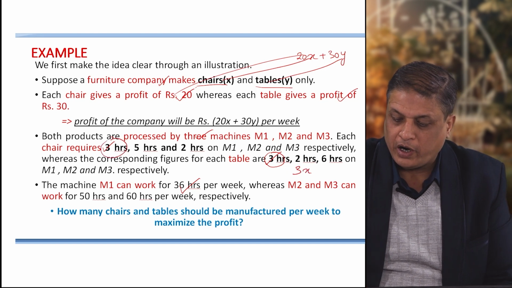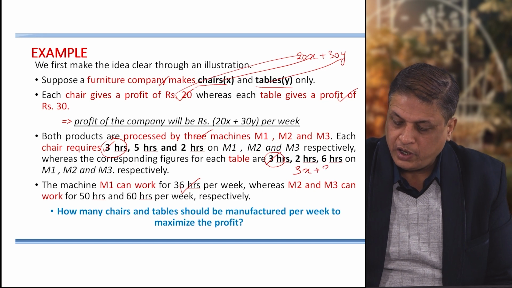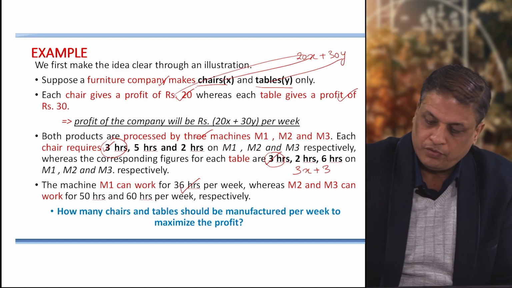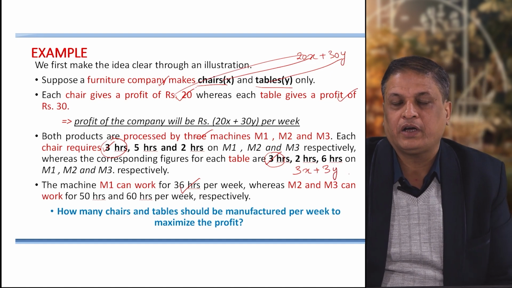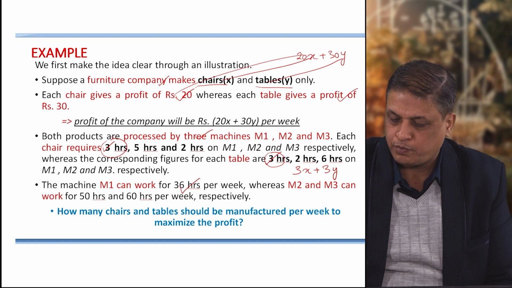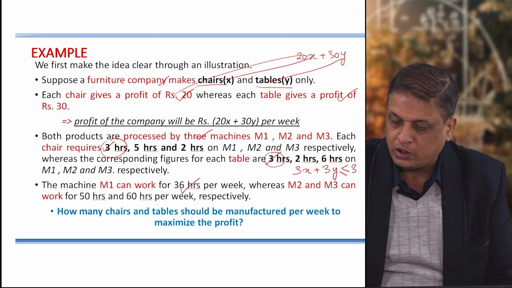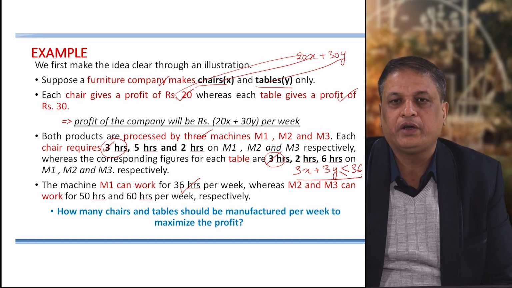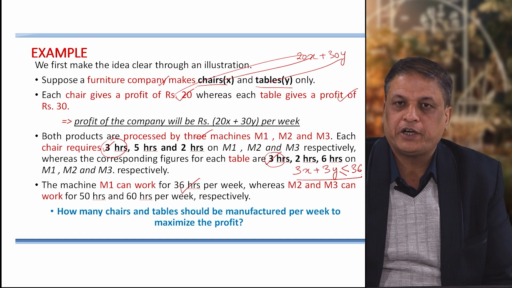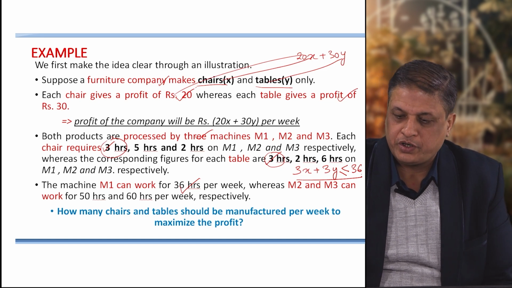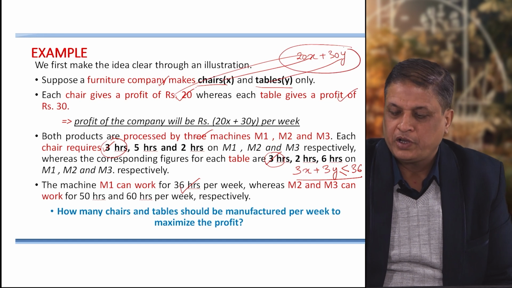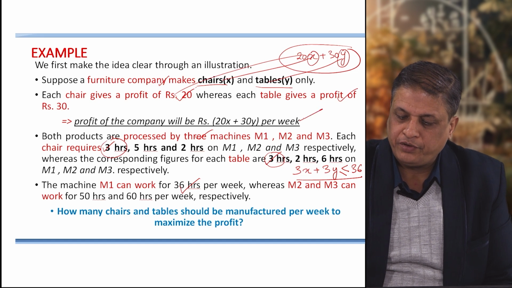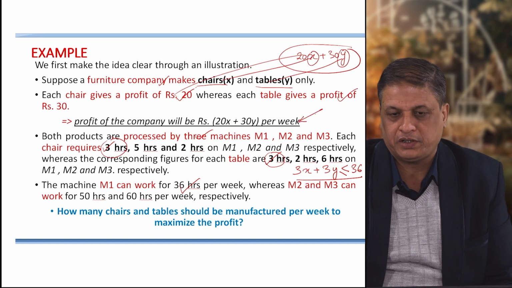So, 3 hours are required by the chair plus 3 hours are required for the table. That is 3x plus 3y, and machine M1 can work at the most 36 hours per week. So, this should be less than or equal to 36. I hope you understand how we transformed the given statement problem into its mathematical equation. This is our objective function, x and y are our variables, and this objective function is to maximize the profits.